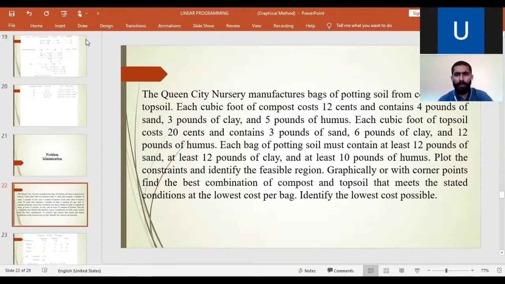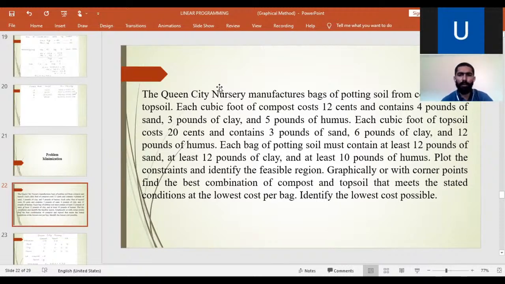City Queen Nursery manufactures bags of potting soil from compost and topsoil. Each cubic foot of compost costs 12 cents and contains 4 pounds of sand, 3 pounds of clay, and 5 pounds of humus. Each cubic foot of topsoil costs 20 cents and contains 3 pounds of sand, 6 pounds of clay, and 12 pounds of humus.